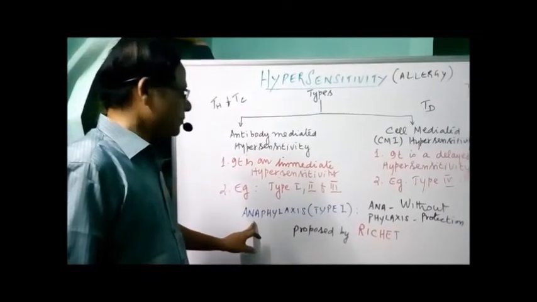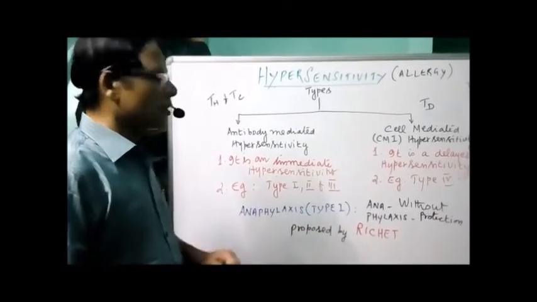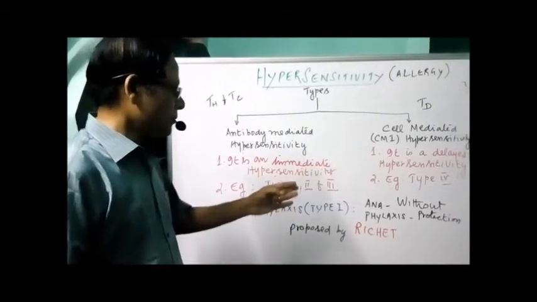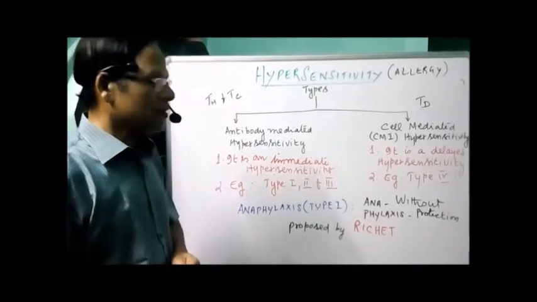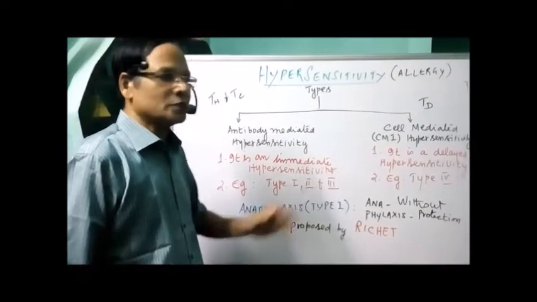For example, anaphylaxis. This is type 1 hypersensitivity. Ana means without, phylaxis means protection. So the concept was proposed by Richard.